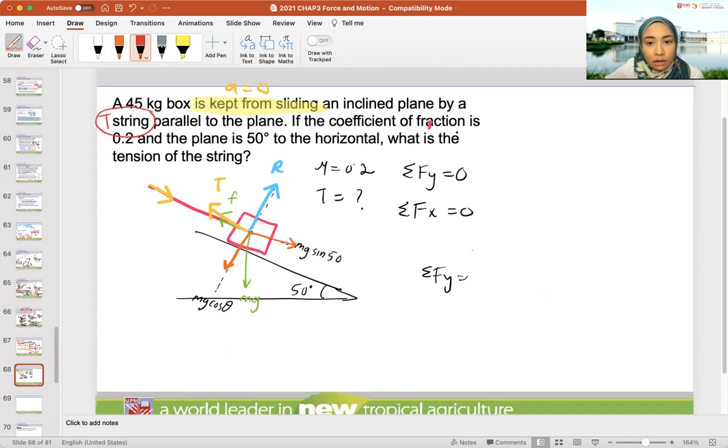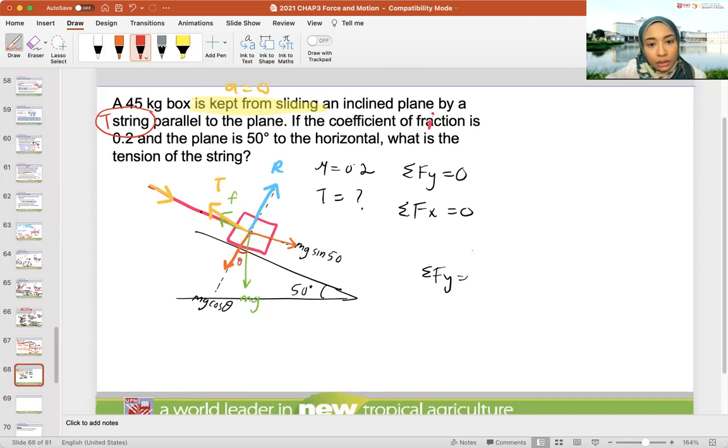If the coefficient of friction is 0.2 and the plane is 50 degrees to the horizontal, what is the tension of the string? So kita dah lukis free body diagram, kita ada mg, kita ada mg sin 50, kita ada mg cosine 50. This is our angle over here. And then we have normal force ataupun reaction force.